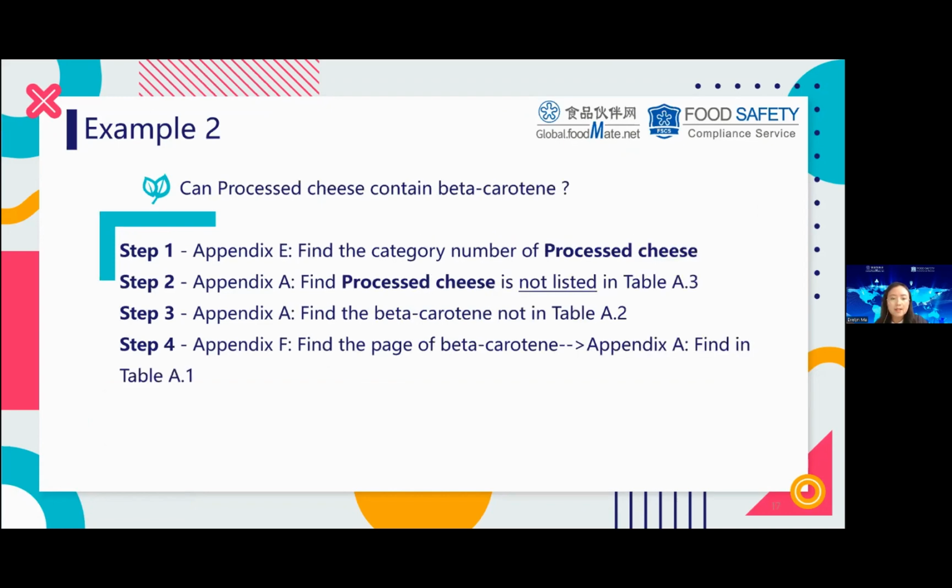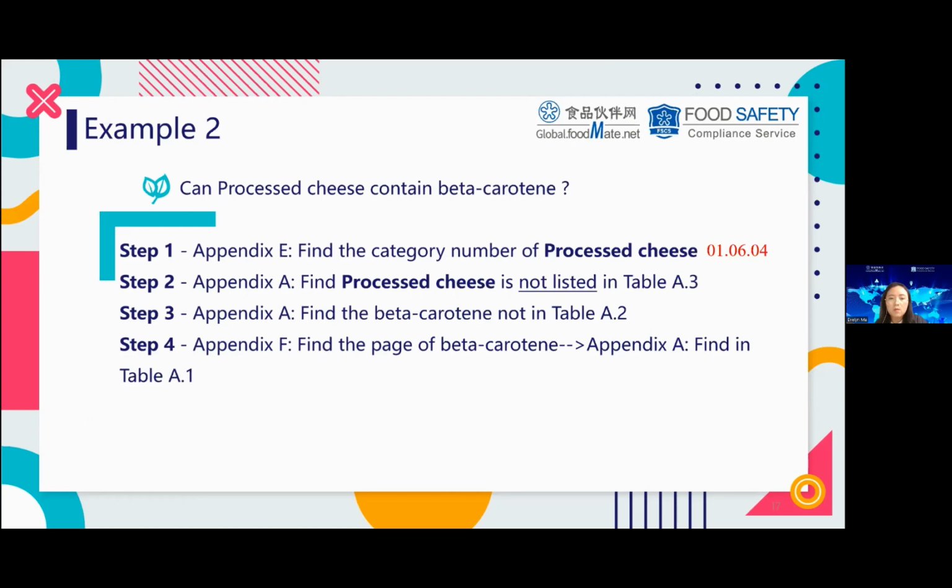And the next example is about whether processed cheese can contain beta-carotene. The first step, we also need to find the processed cheese category number in the Appendix E, which is 01.06.04. And we go back to check whether the processed cheese is listed in the table A3. We didn't find that, so we need to find whether the beta-carotene is listed in the table A2, and we also didn't find it.